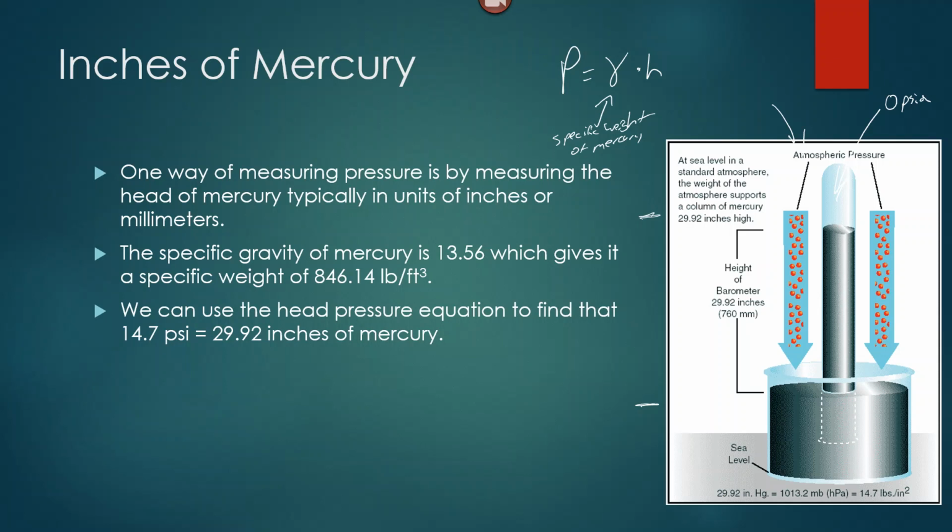So if you figure out what 14.7 psi is, and then convert psi to psf, and then use your specific weight and figure out what the height of mercury under 14.7 psi is, you would find that there are 29.92 inches of mercury in 14.7 psi. So that's your conversion ratio. So you don't have to know the specific weight of mercury to do that conversion. Hopefully you'll never run across inches of mercury, but I do want to go ahead and talk about that for a second.